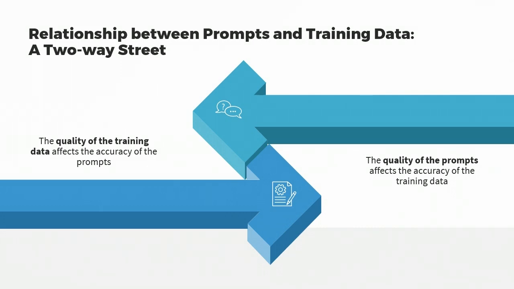Similarly, the quality of the prompts used to train the model determines the types of inputs the model is exposed to and can influence the accuracy of the model's responses. Therefore, to ensure that ChatGPT generates accurate and relevant responses, it is essential to carefully design both the prompts and the training data to ensure that they are high quality and relevant to the types of questions and situations the model will encounter in real-world applications.